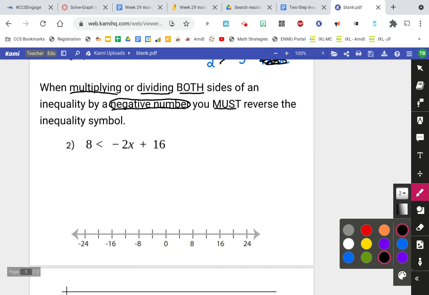Let's look at problem number 2 together. So again, we're going to solve this.